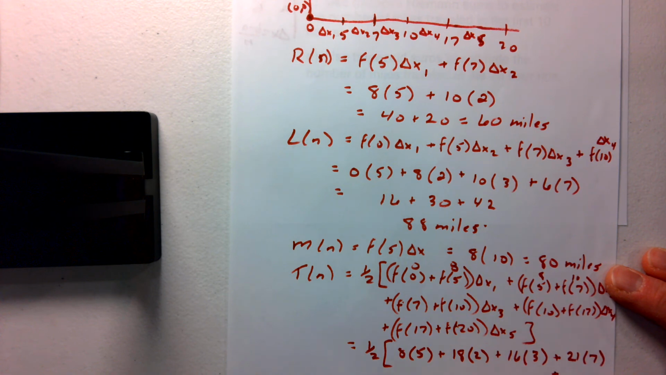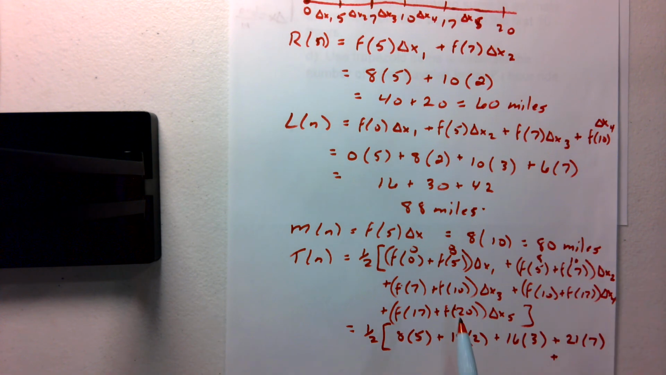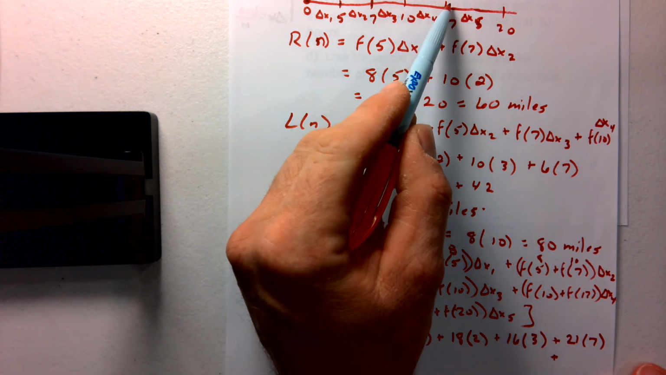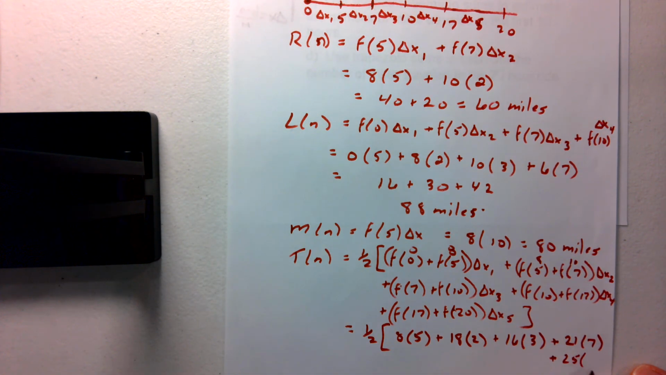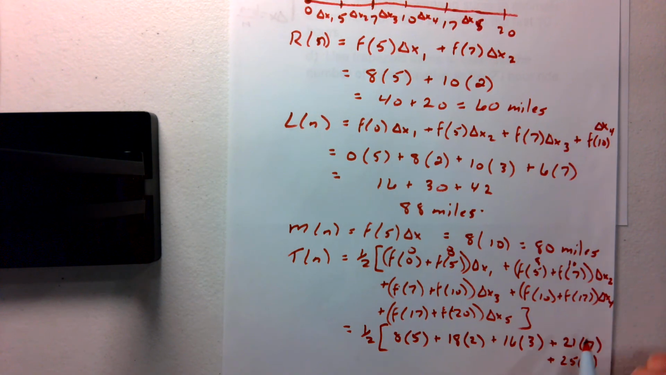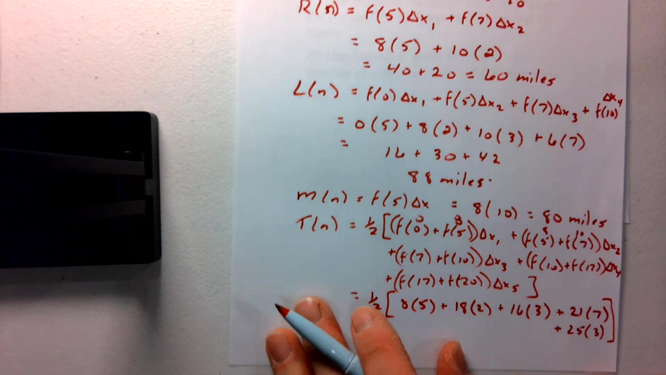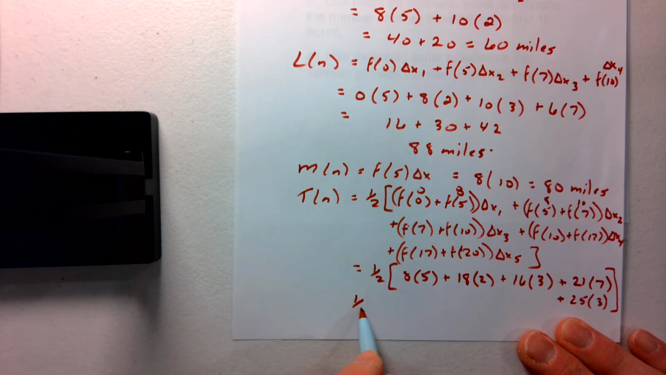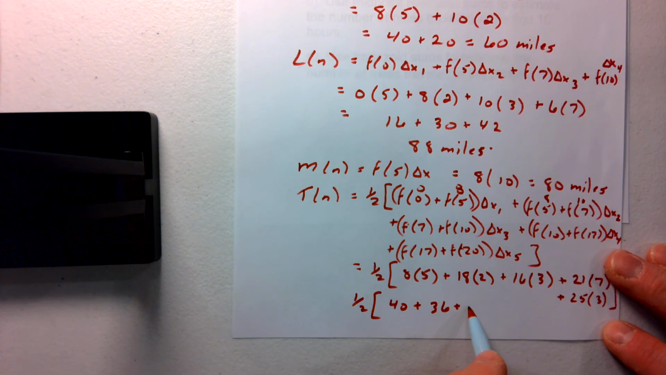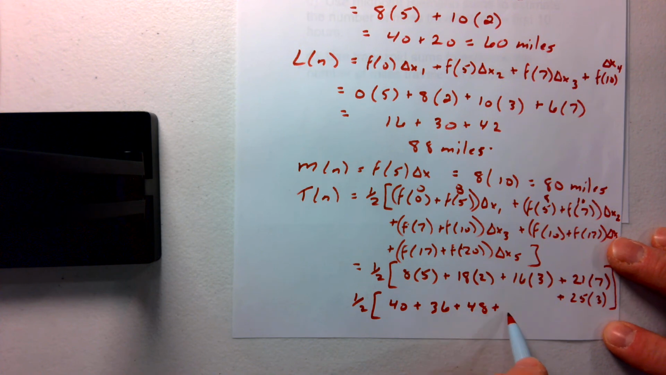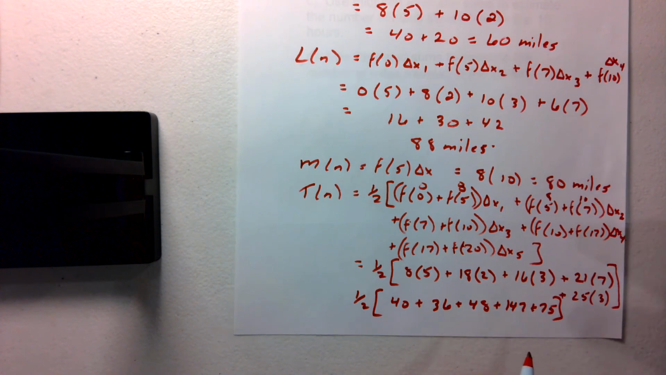And then finally, we're going to add f of 17 and f of 20, so we get 25, and that delta x is going to be 3 units. And then we're going to end our brackets. We're getting there, aren't we? So we have 1/2 of 40 plus 36 plus 48 plus 147 plus 75.